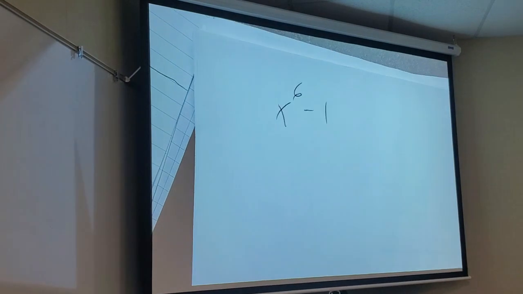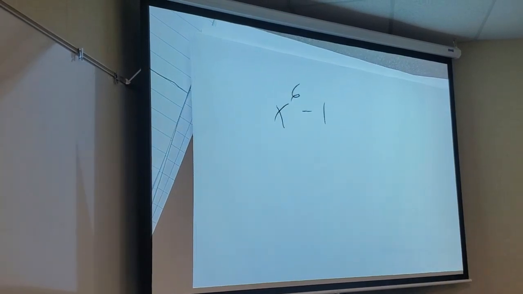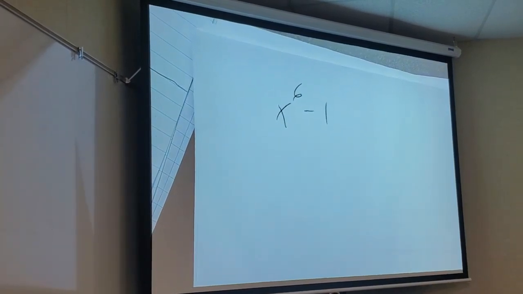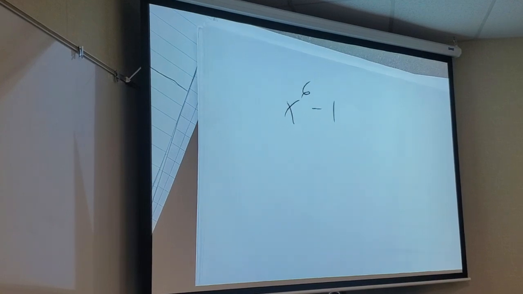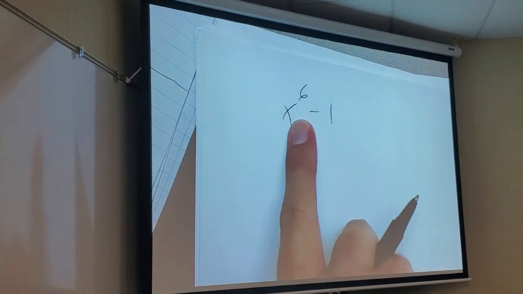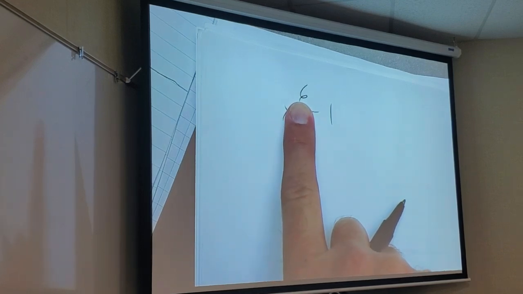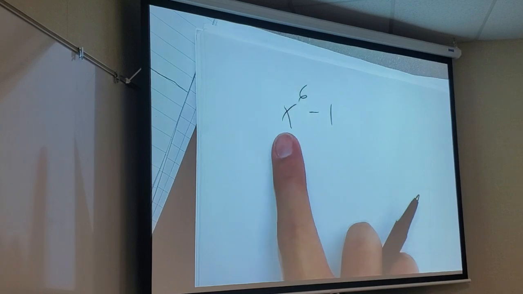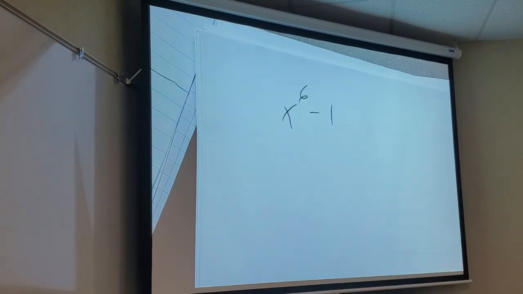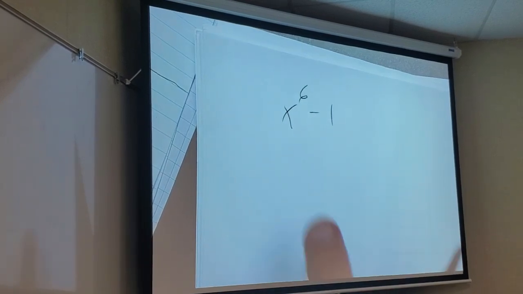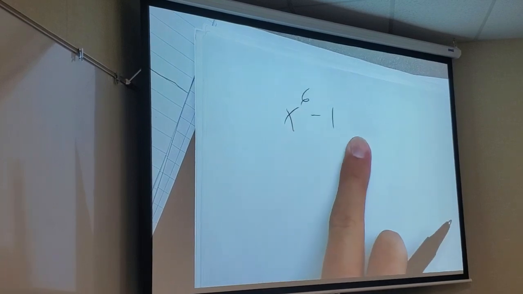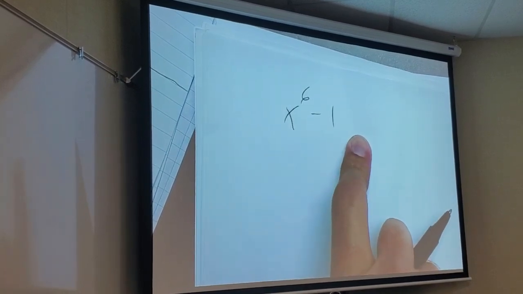Can you cut both of those in half multiplicatively? Yes, you can. What times itself is 1? 1. And what times itself is x to the 6? Cut that in half. X to the 3? X cubed, correct? You guys with me? Can you cut them both in thirds? Yes! This would be x squared, x squared, x squared. This would be 1, 1, 1, correct? So you could do cubes or squares.